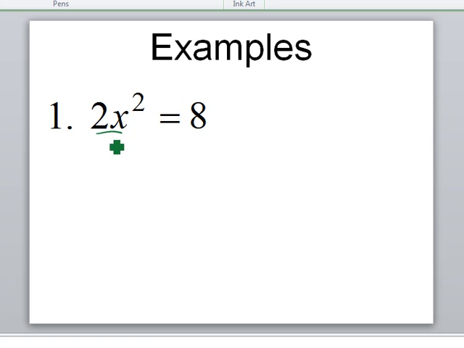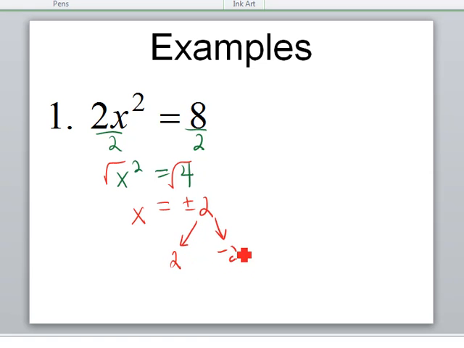Getting the x squared alone, I would divide by 2 on both sides. X squared equals 4. Now I will square root both sides. X is equal to plus or minus 2, meaning my solution is either 2 or negative 2. 2 times 2 is 4 and negative 2 times negative 2 is 4. So both of these are the answer.